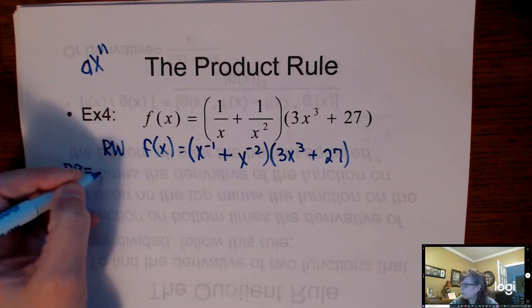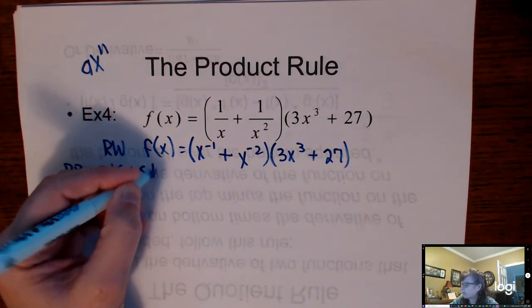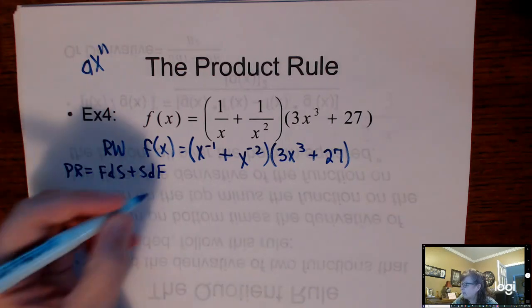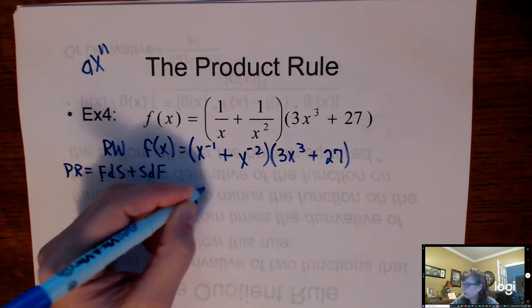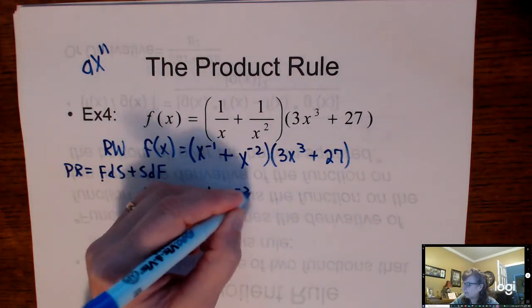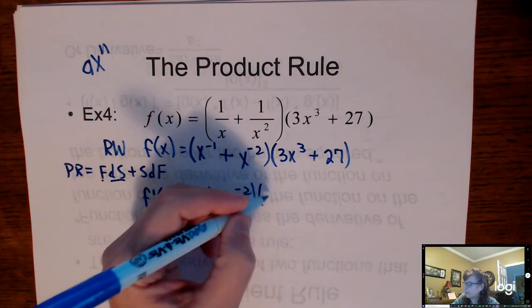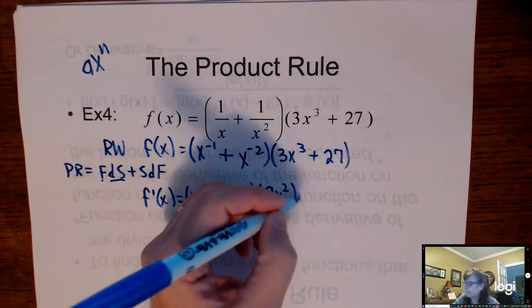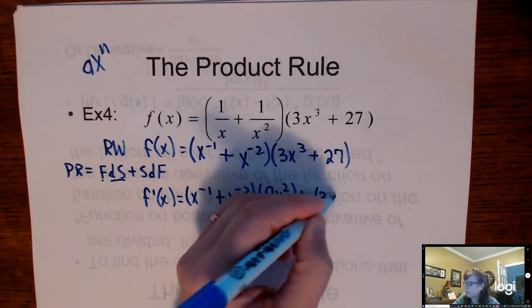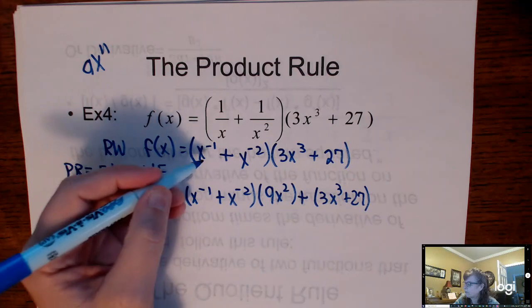The product rule is the first times the derivative of the second plus the second times the derivative of the first. So the derivative is the first, which is x to the negative 1 plus x to the negative 2, times the derivative of the second, which is 9x squared, plus the second, which is 3x cubed plus 27, times the derivative of the first.